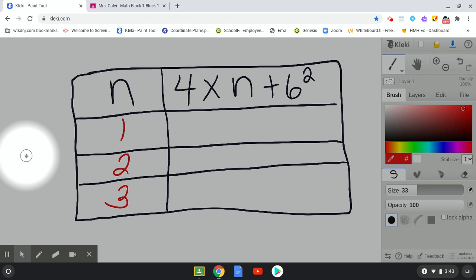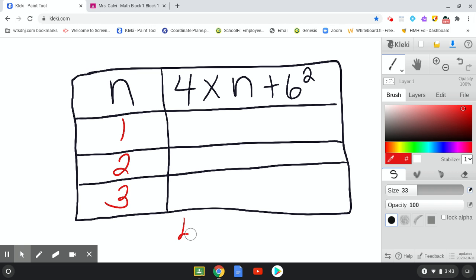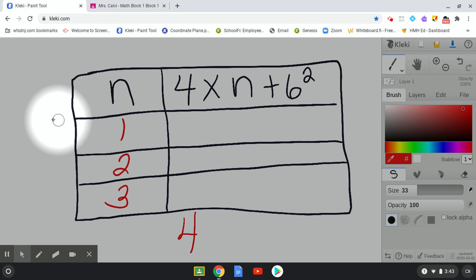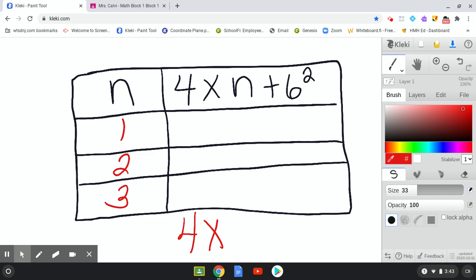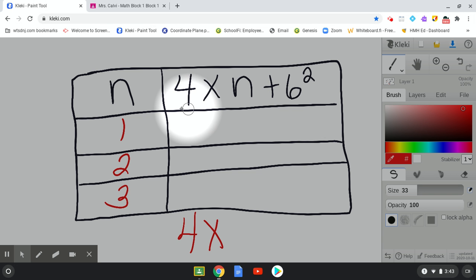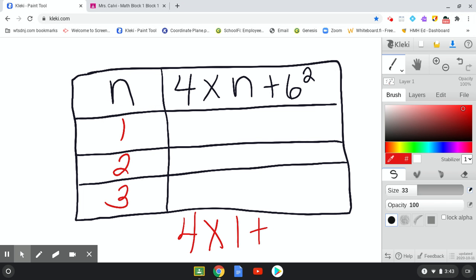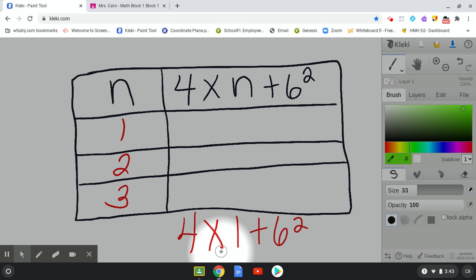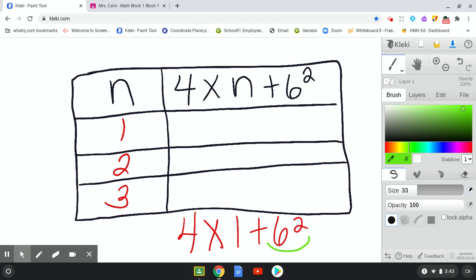So I am going to drop down my algebraic expression. I'm copying the 4 down. Drop down my multiplication sign. In place of my n, I'm going to plug in 1. And then I'm going to drop down the rest of the problem. Okay? So now according to the order of operations, I have multiplication, addition, and an exponent. So I would have to solve the exponent first.